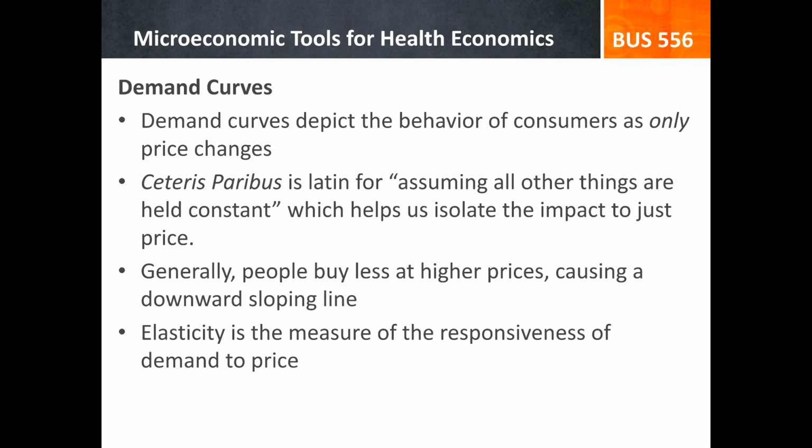And this Latin word, again, like I said, in all of our models, we're going to assume all other things are held constant, which helps us isolate the impact just to price, right? And again, that goes to when we do our models, we're trying to make models in a perfect world. So if we know what happens in a perfect world, then we know what can happen and look at it in our real world. And like I said, generally people buy less at higher prices, causing a downward sloping line. So whenever you see demand curves, remember that the line will be downward sloping.